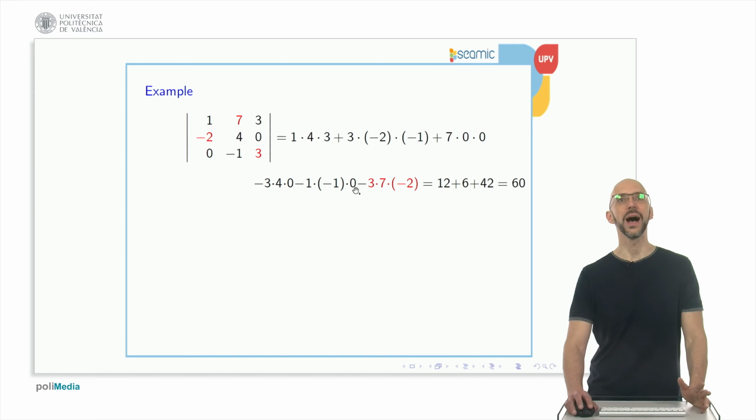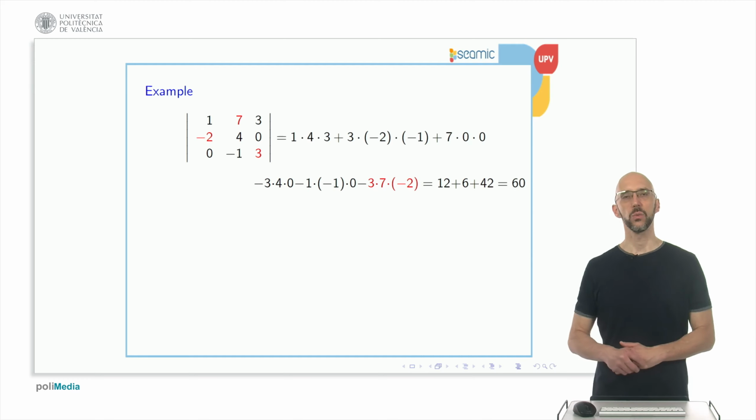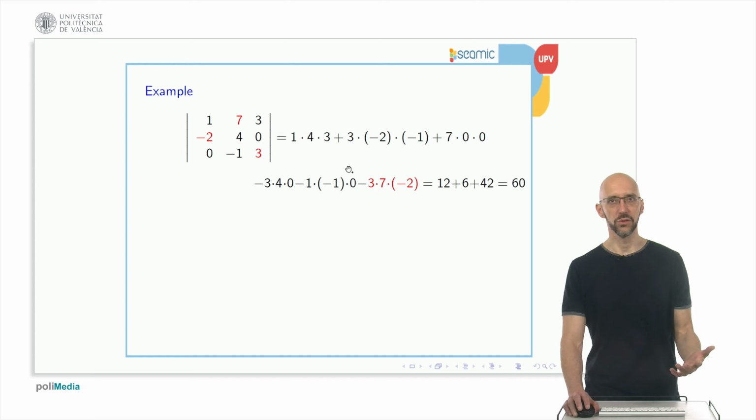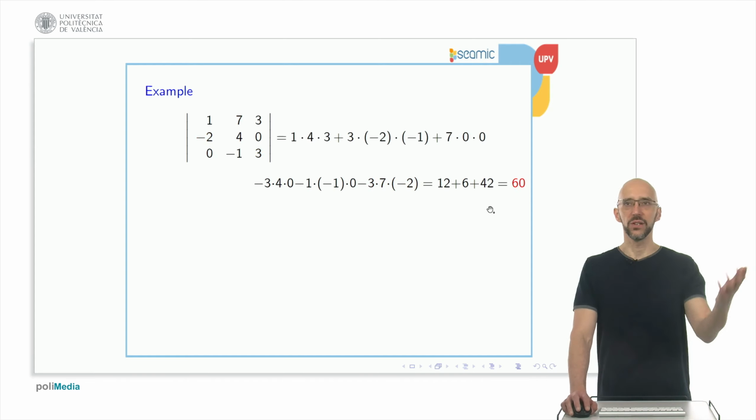We multiply the 3, and remember, negative and negative. We are subtracting those elements from the 3 that we obtained first. Okay? If you don't change the sign, then the determinant is not going to be right. Okay, and then you only need to calculate everything, and the final solution is 60.